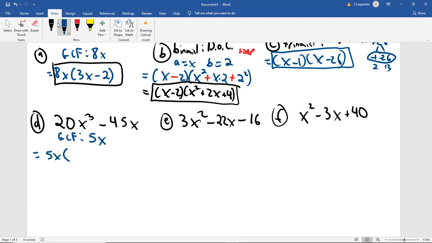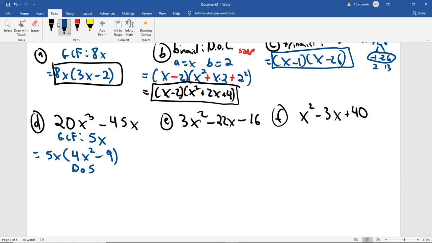Then we open a parentheses, and we divide each term by the GCF. 20 divided by 5 is 4. X cubed divided by x is x squared. Then a minus. 45 divided by 5 is 9. X divided by x cancels. And now at this point, we have inside a binomial.